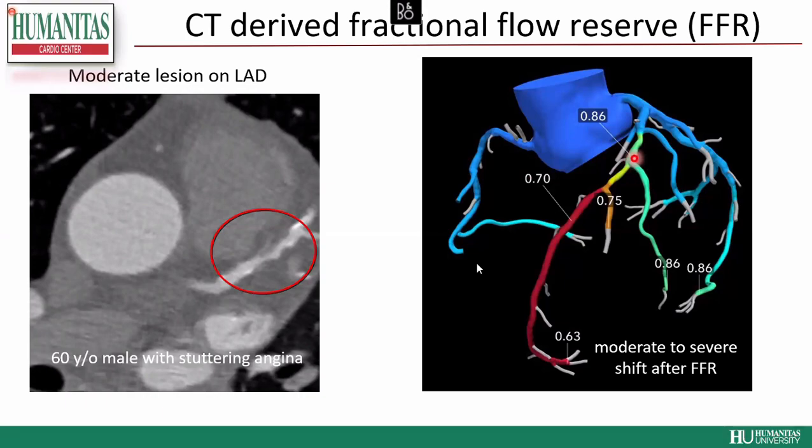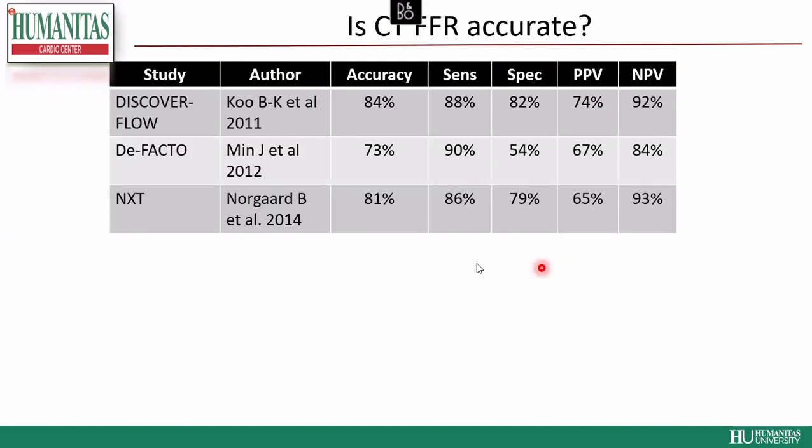In a couple of hours, we get this colorimetric map, which tells us that this lesion is associated with a pressure drop of 0.75. So the threshold is 0.8. This has to be treated because there is ischemia of this level.